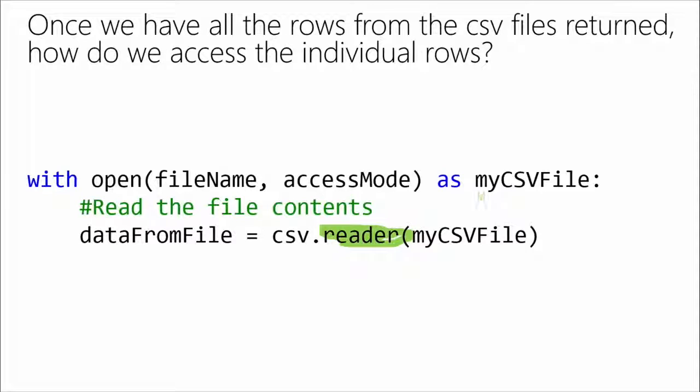Okay, now once we have all the rows from a CSV file returned, remember I said when we use the reader function inside the CSV method, we give it the name of the file, and it returns a list that contains all the rows into this variable, data from file. So that's going to be a list. What's nice about that is anybody who's tried to parse through a file line by line manually knows how much of a problem that can be. It's nasty.